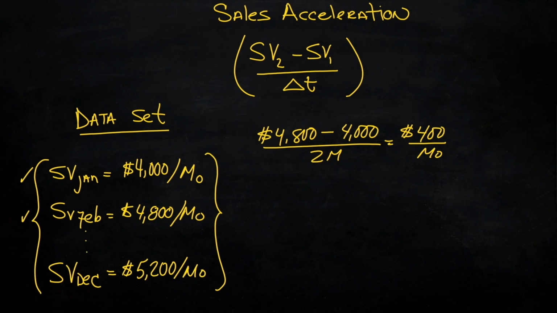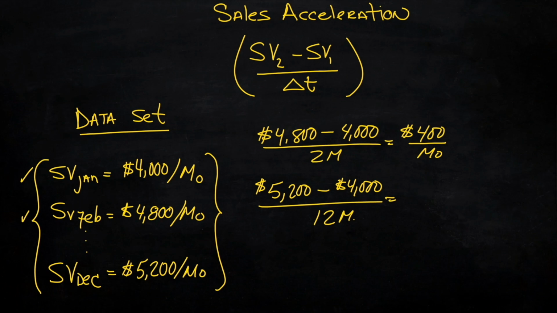But let's say you want to calculate your acceleration over a year. Well, let's plug in those numbers. Time period 2 in this case is going to be December. Time period 1 is going to be January. Let's plug in the numbers. In December, our velocity was 5,200. In January, our velocity is $4,000 divided by a time period of 12 months. If we calculate the numbers, 5,200 minus 4,000 is 1,200. 1,200 divided by 12 gives us an acceleration of $100 per month.